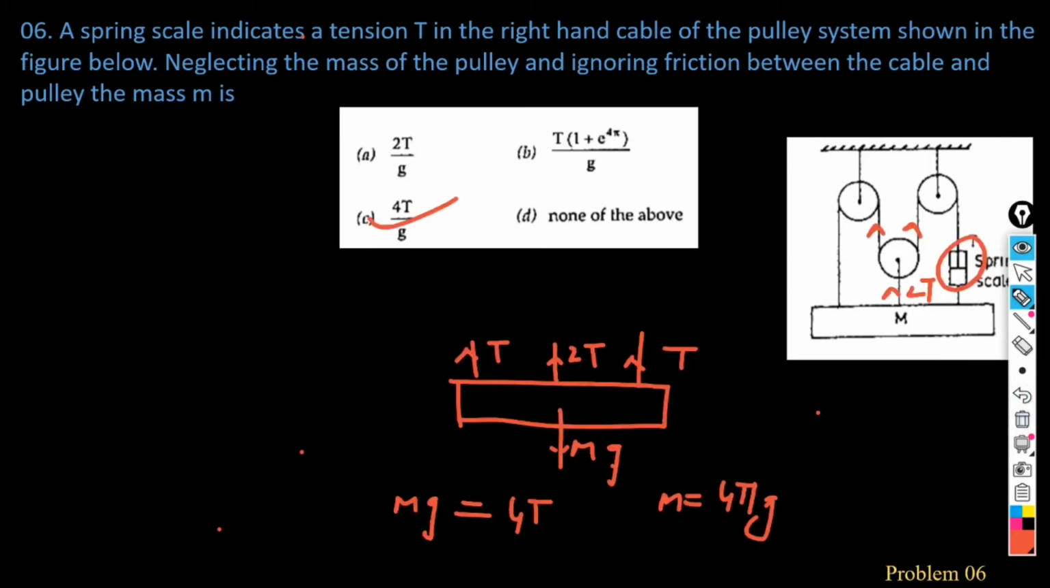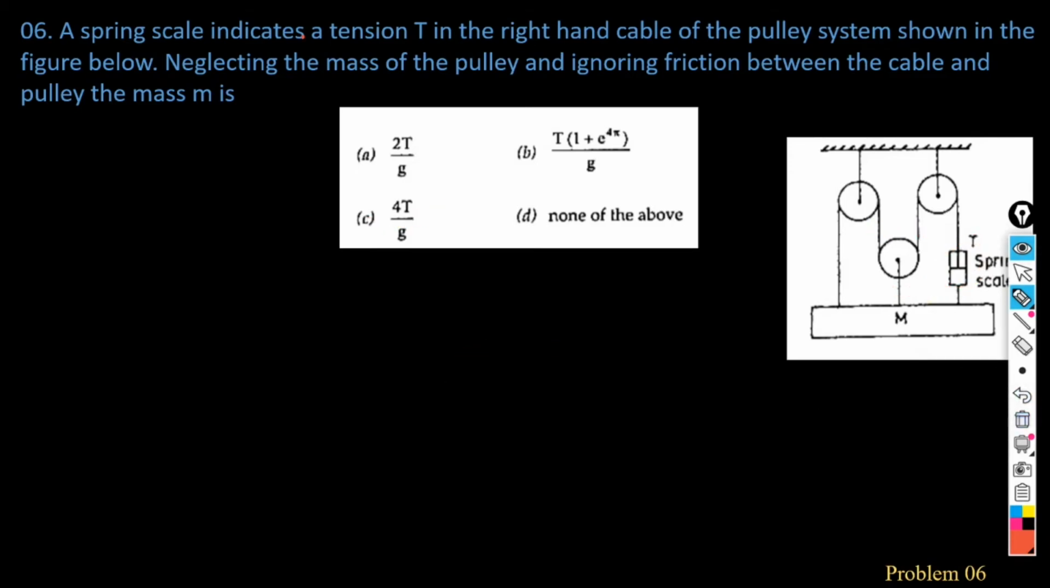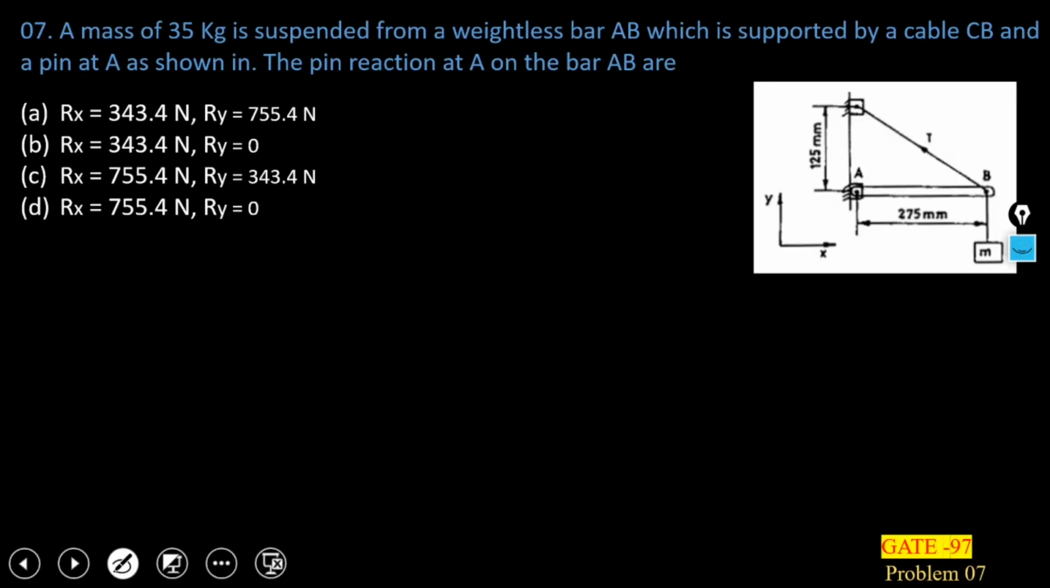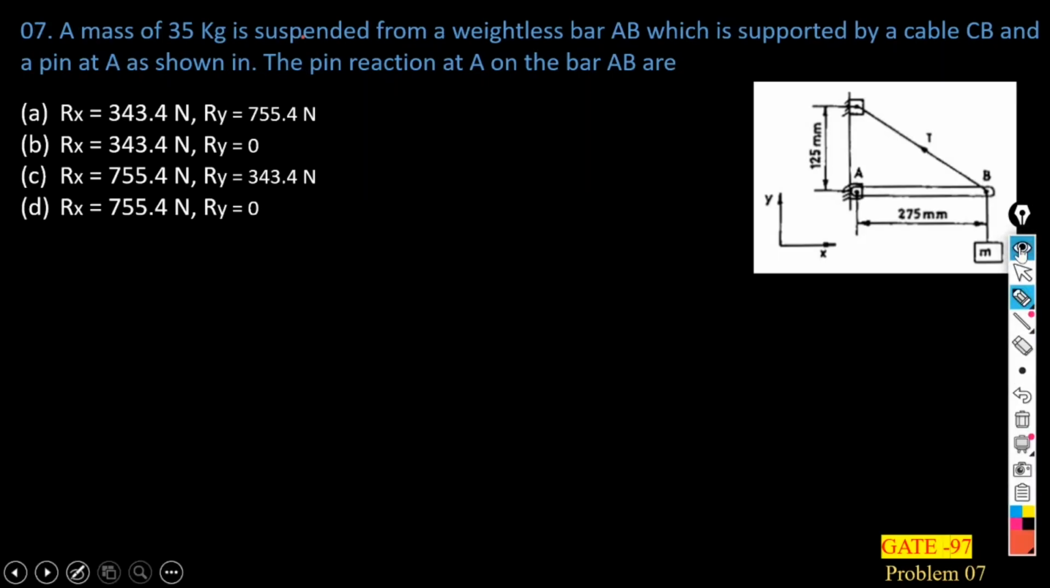Let's take problem number 7. A mass of 35 kg is suspended from a weightless bar AB, which is supported by a cable CB and a pin at A as shown in the figure. The pin reaction at A on the bar AB is.